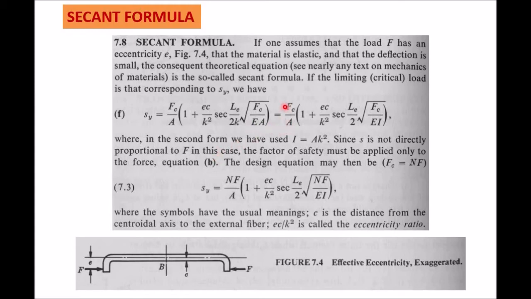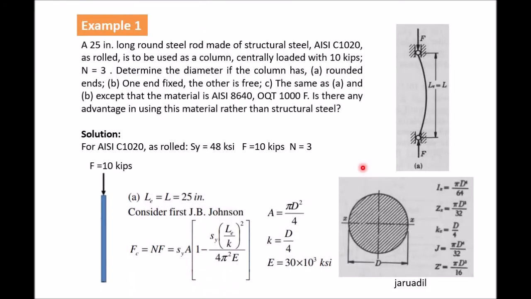So, if we apply the factor of safety on this equation, you will see this is the formula. So, F_C is equal to N F. We have defined that in the previous slides. So, you just replace F_C with N F if you want to apply the factor of safety. Here, F_C is equal to N F. So, that is all. And the others are the same.